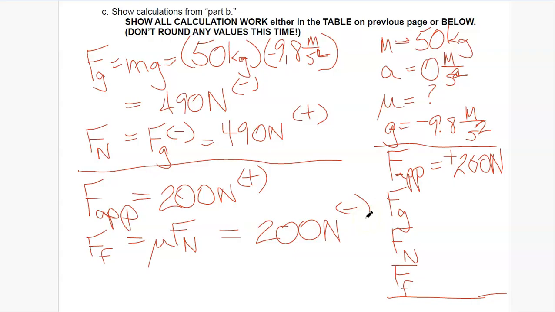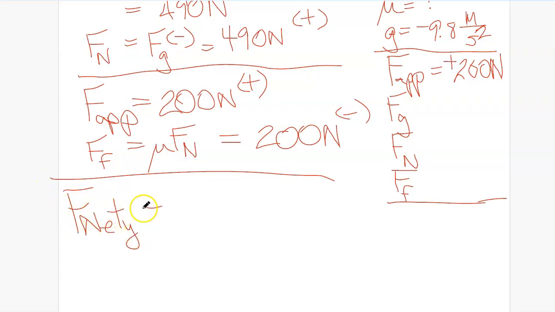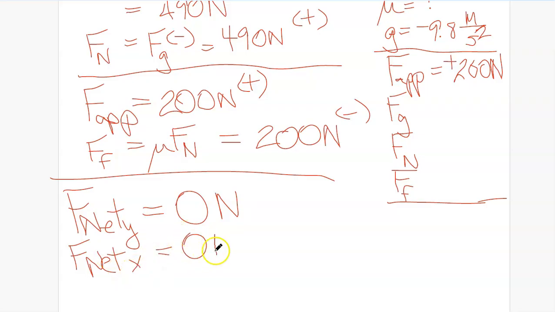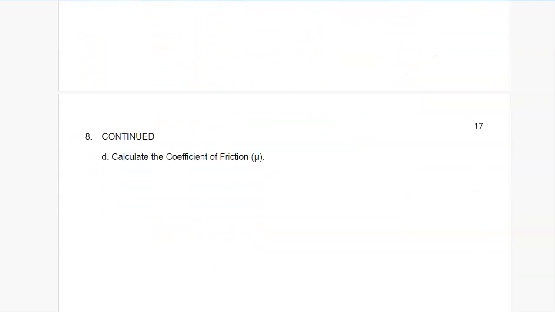So now we have all our individual forces calculated, and we happen to know that both of our net forces are zero. Our net force in our y direction is zero because it's not accelerating up or down, and our net force in our horizontal direction is also zero because we know it's not accelerating left or right. So we've solved for forces. What is left? Well, we still don't know the coefficient of friction, but we do know a formula that involves it.